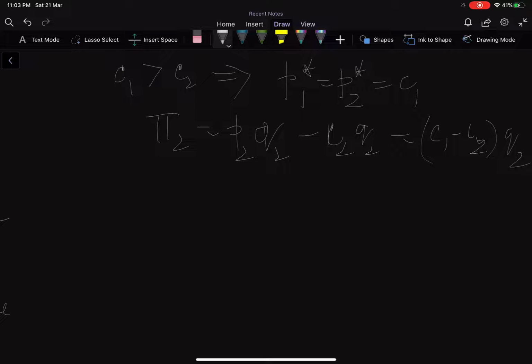Now the idea is that at this price, consumers are indifferent between going to firm 1 and firm 2. We assume that all consumers go to firm 2, because otherwise, if both firms got half of the market at P1 star equal to P2 star equal to C1, then firm 2 has an incentive to undercut a little bit more and get the entire market. But then it's not clear what would be the best response, because we do not have a best response for firm 2.